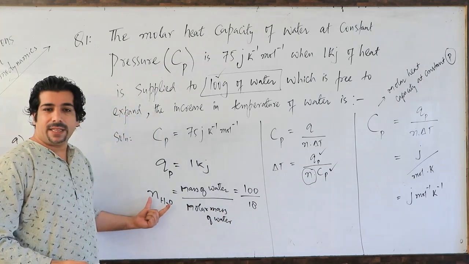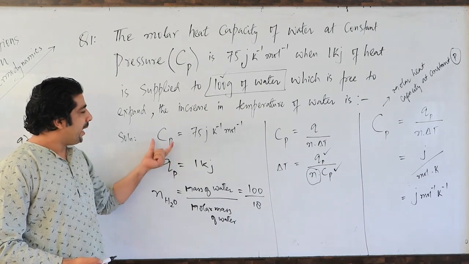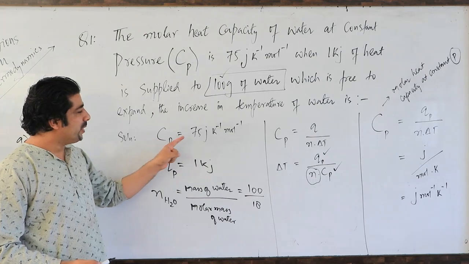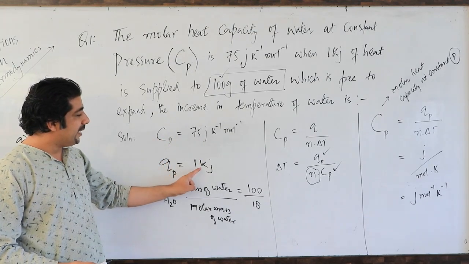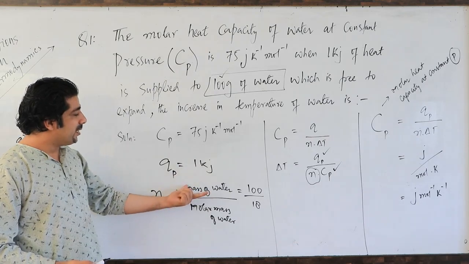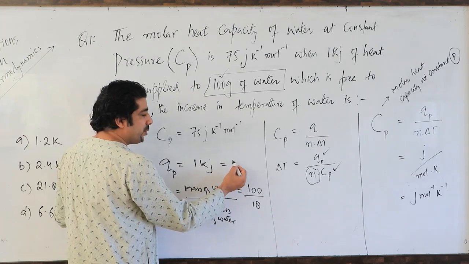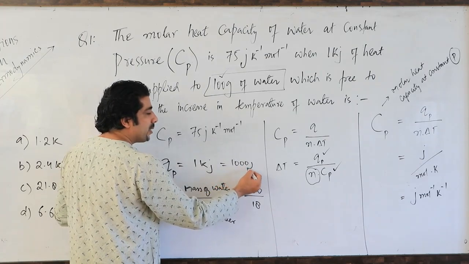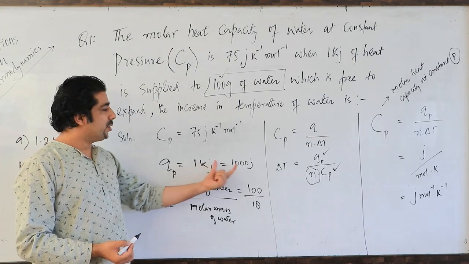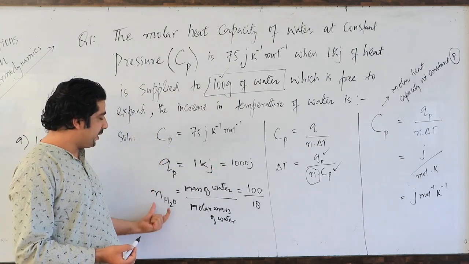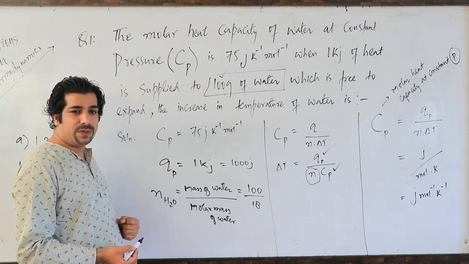So I got the N value, I have the Qp value, and the Cp value is also with me. You know that the Cp is in joules and this heat is in kilojoules. So let us convert this into joules. So 1 kilojoule is equal to 1000 joules. So I have all three things with me, my dear friends: Cp, Qp and number of moles of water.